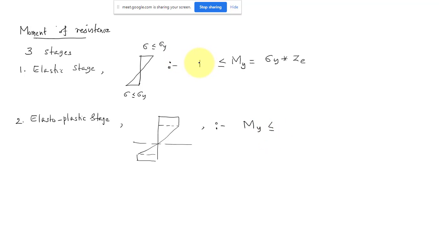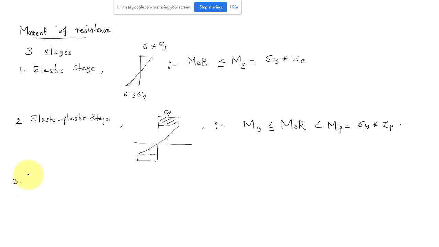Maybe I will write moment of resistance, I think that will be better. The moment of resistance corresponding to this stage will be more than the yield moment, but it will be less than the plastic moment, which is equal to yield strength into plastic section modulus. That means some fibers have already reached the yield, and the remaining fibers are still in the elastic region.